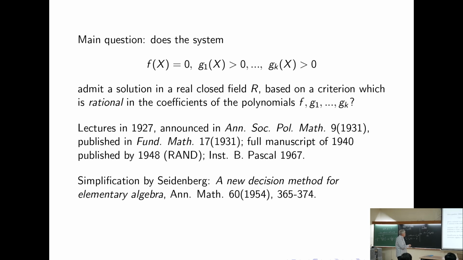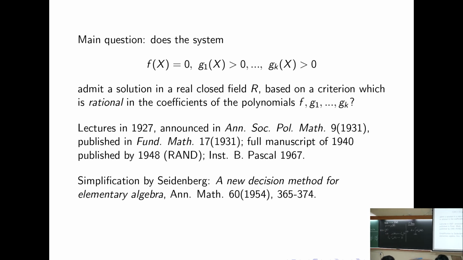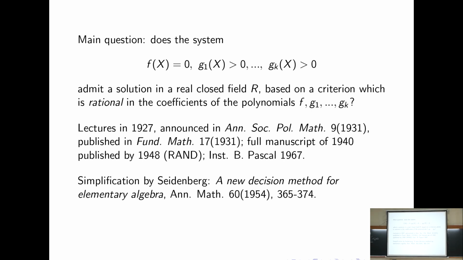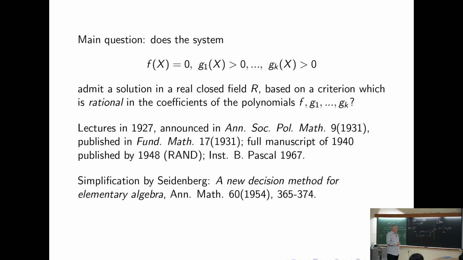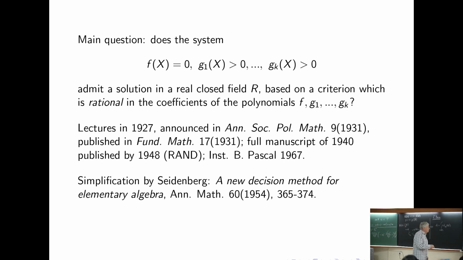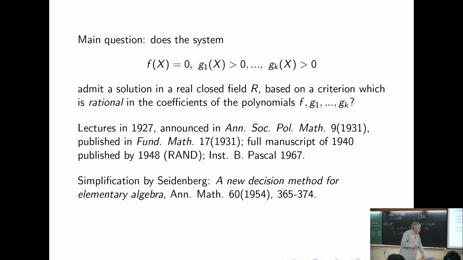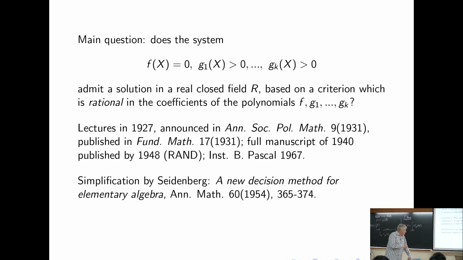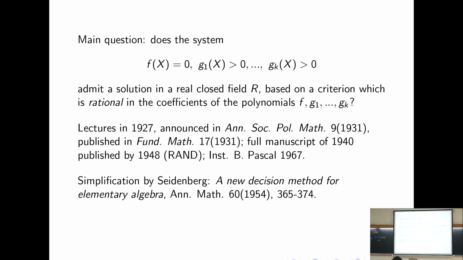I'll give you the year in a second. So he gave lectures in Poland in 27, announced on very short notice in 31, published in 1931. Then he emigrated to the United States. The full details were kept by Rand Corporation over the years of the war and way after. And the full proof came to the public only in 67. There is a shorter account by Seidenberg, and it entered rather late into the circuit of mathematics. So I want to make a comment here.